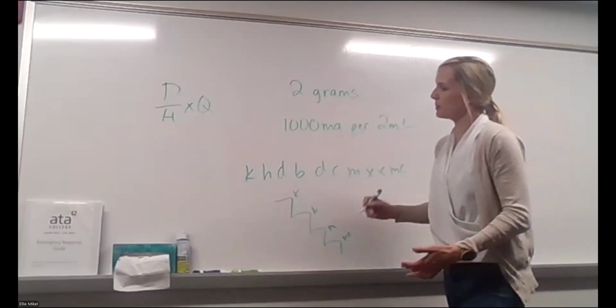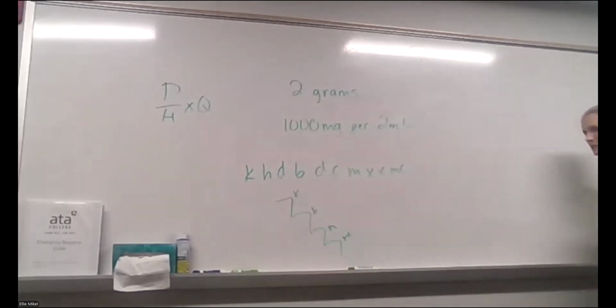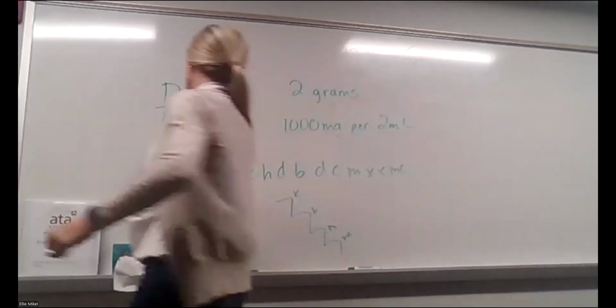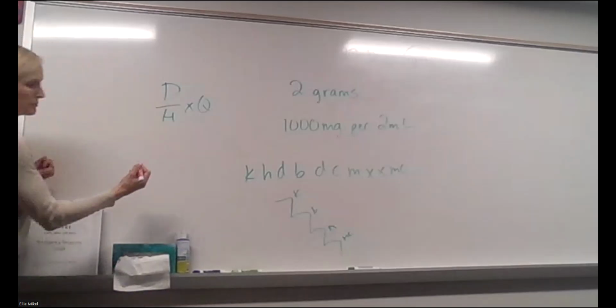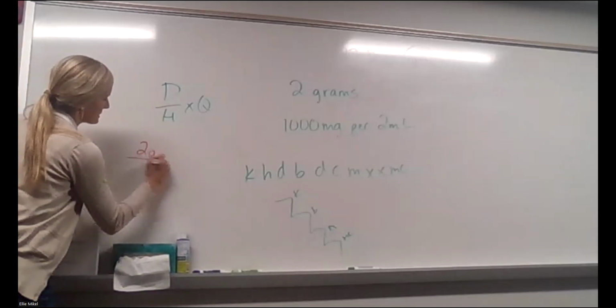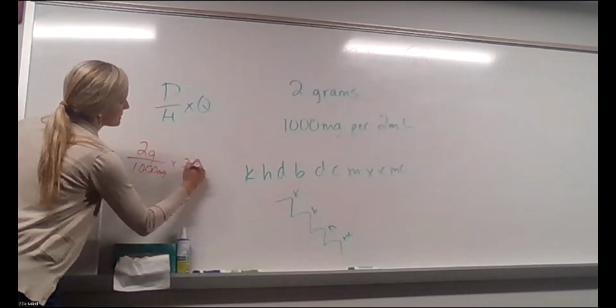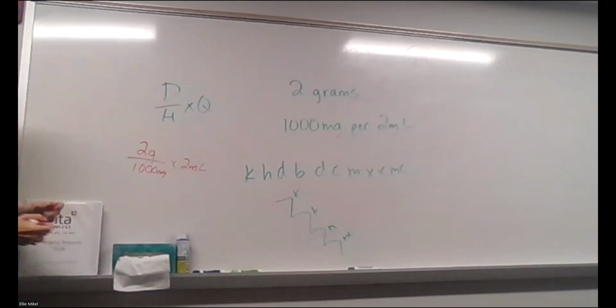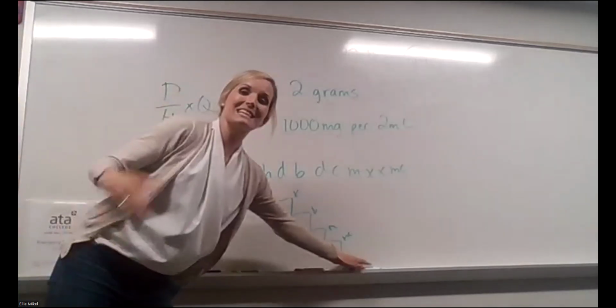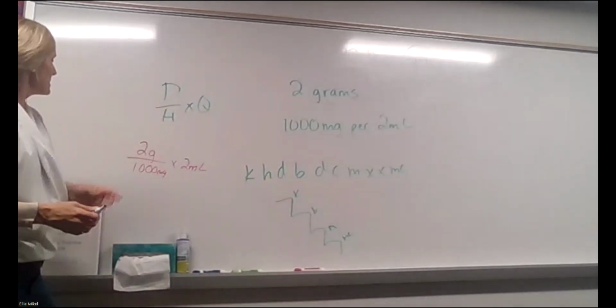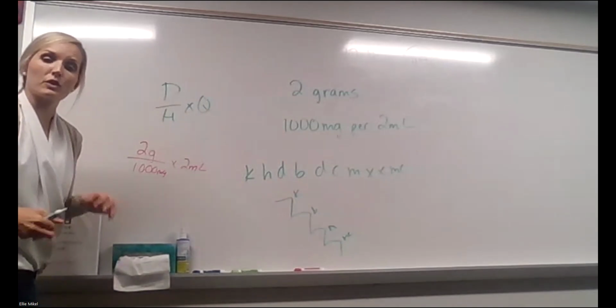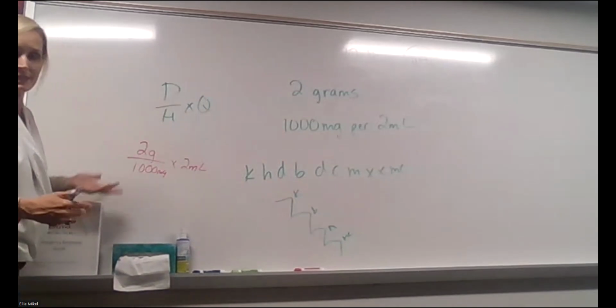So in this case, if we were to plug this into our D over H times Q formula right now, this is what our problem looks like. I have 2 grams. Medication is our supply dosage per every 2 milliliters. So obviously D and H are not matching units, so we need to get them to be the same. It really doesn't matter which one you convert. The idea here is that you just convert one to match the other.